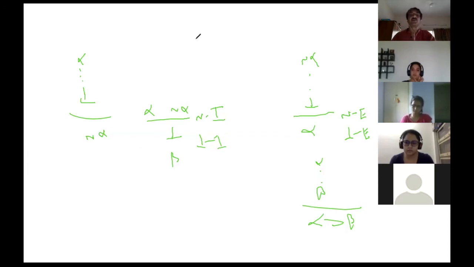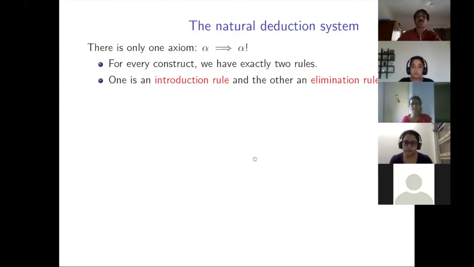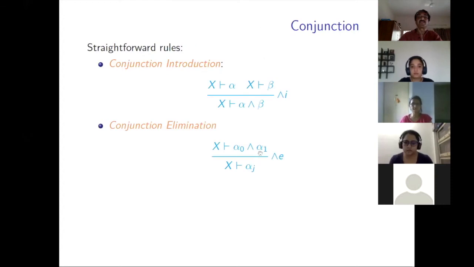So that's pretty much it. Implication is also as ridiculously simple as this. Yeah, let me get back to my screen and show you these rules. So first, conjunction. Conjunction introduction is that if you have derived alpha and if you have derived beta, you have derived alpha and beta. Conjunction elimination: if you have got alpha 0 and alpha 1, you are allowed to derive alpha 0, and you are allowed to derive alpha 1.